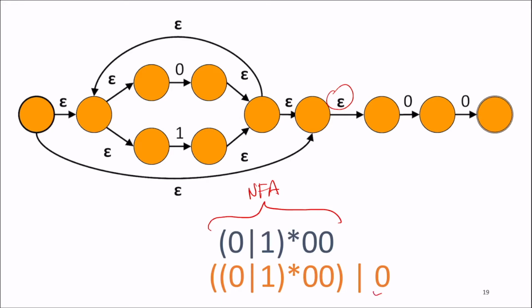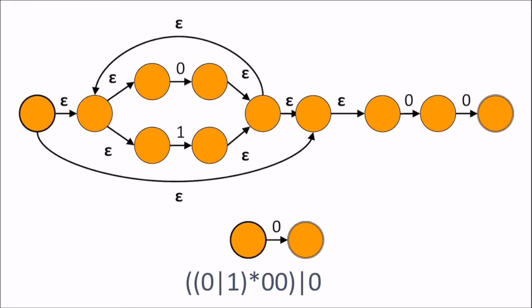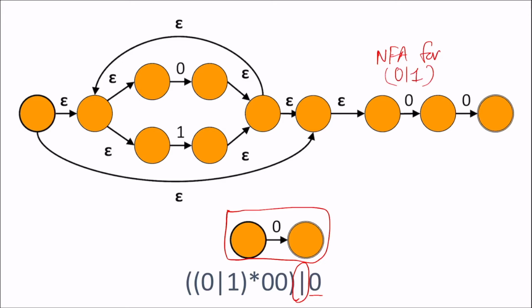Now the only thing left is this lonely 0 over here. So the NFA for this 0 is shown here, right? This is the NFA for 0. Now we can connect these two up using the alternation, right? So we're going to have to do the OR. So it's either this NFA over here, the NFA for 0 or 1 star 0, 0, or this, which is the NFA for 0, and I just want to put an alternation between them.